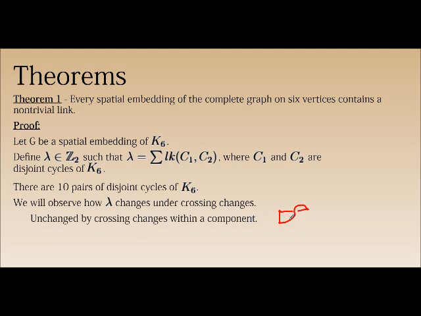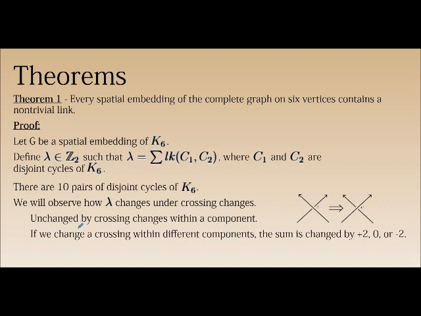And even though in the spatial embedding of K6 that we saw a little while ago, that didn't happen. Never did I have 2 edges crossing each other. If we consider all spatial embeddings, or we consider every spatial embedding, there's a possibility that that could happen. This means that the linking number won't change, so lambda won't change.